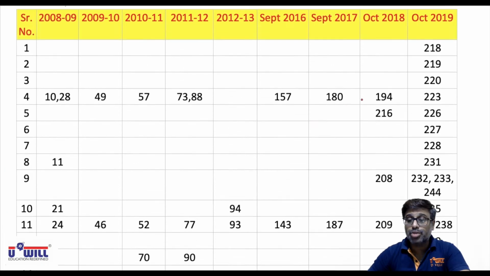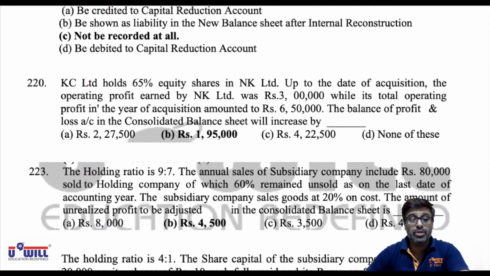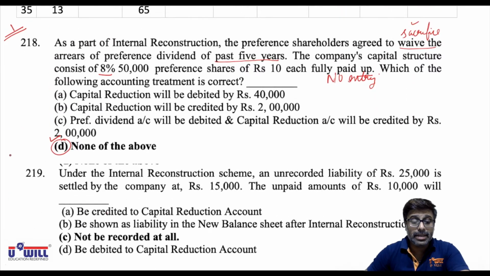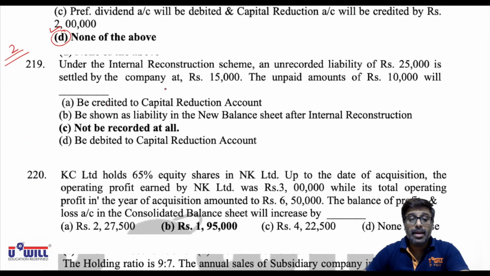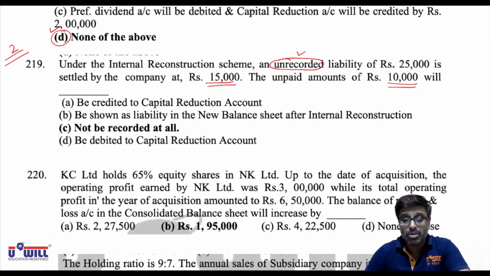Now question 219, look at question number 2 which we'll be solving. Under the internal reconstruction scheme, and this is important, an unrecorded liability of 25,000 is settled by the company at rupees 15,000. So what will be done with the unpaid amount of 10,000? Since the liability was not recorded in the books of accounts, we will simply pay 15,000 from capital reduction.